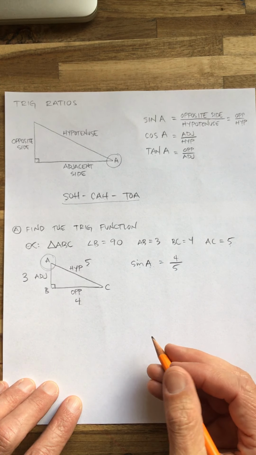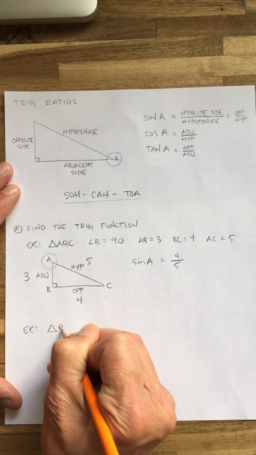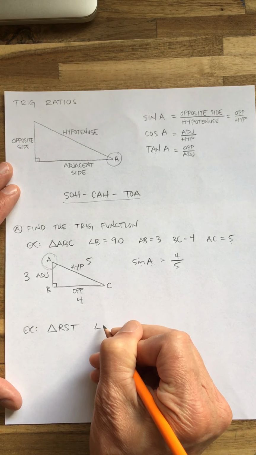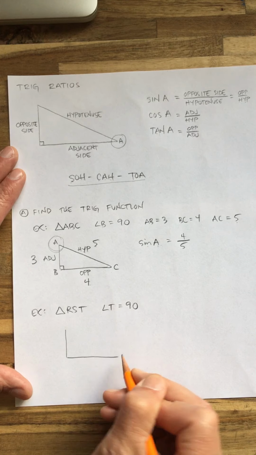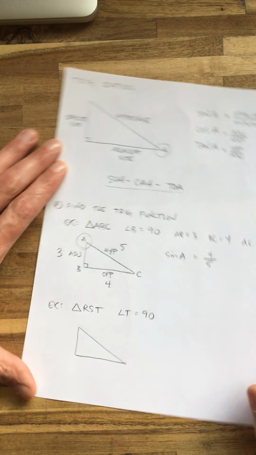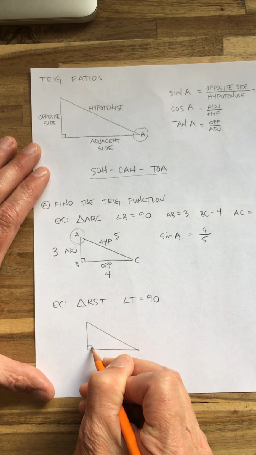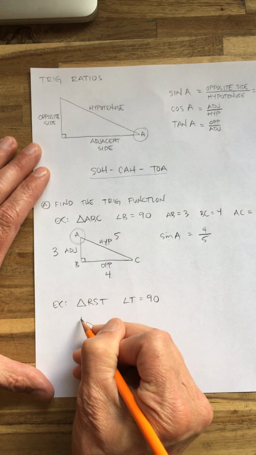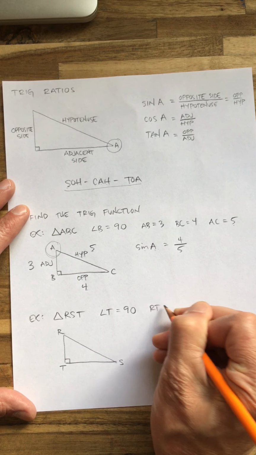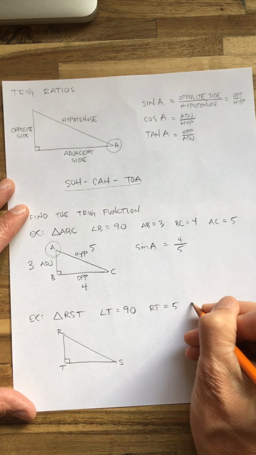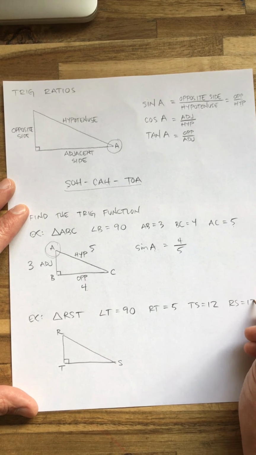Let's do another example. How about I say triangle RST, and I'll say angle T is 90 degrees. So I'm going to draw my triangle, and it says angle T is the 90 degrees. So here's my 90 degrees, so I'm going to call this angle T, and then I'll just call this R and this S. It doesn't really matter. Then it says that RT equals 5, TS equals 12, and RS equals 13.